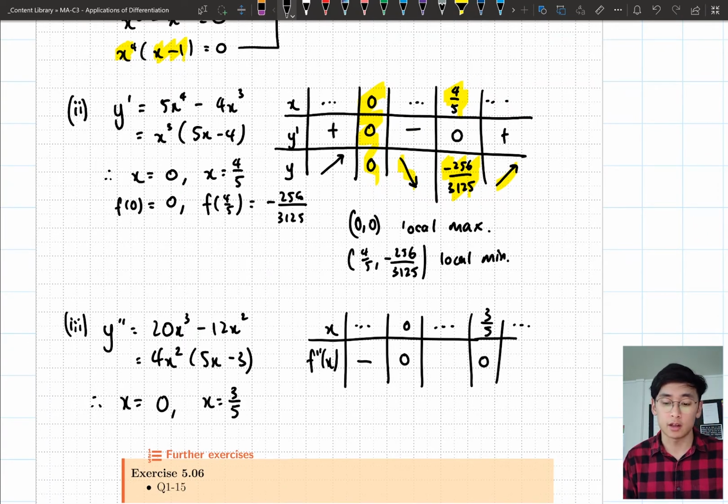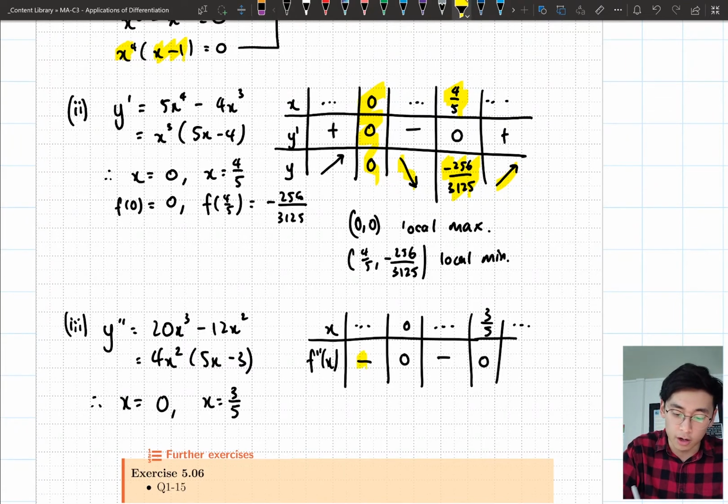Okay, let's have a look at the next one. So it's between 0 and 3 over 5. What's a number between there? 1 over 5. If I sub that in, I get 4 times 1 over 5 squared, which is positive still, times 5 times 1 over 5 minus 3, which is a negative. So here it's concave down again. So that point at 0, is that a point of inflection? Well, if you have a look on the left-hand side, we've got concave down.